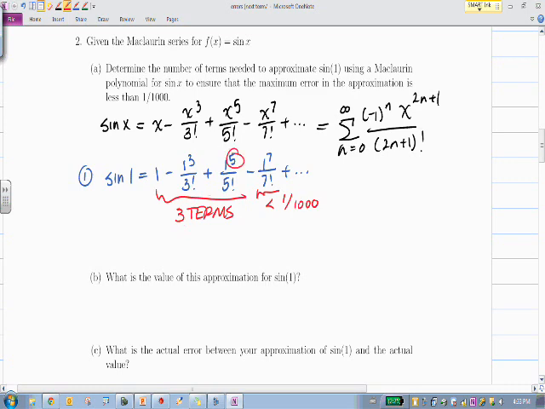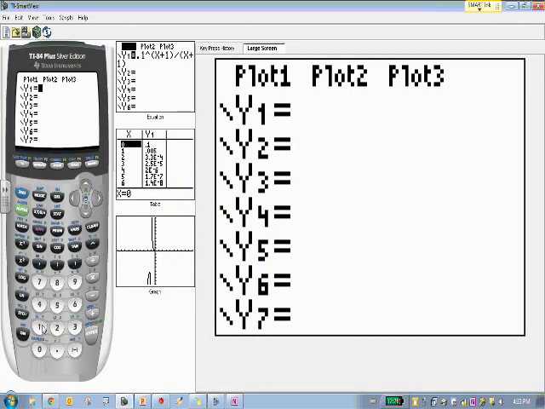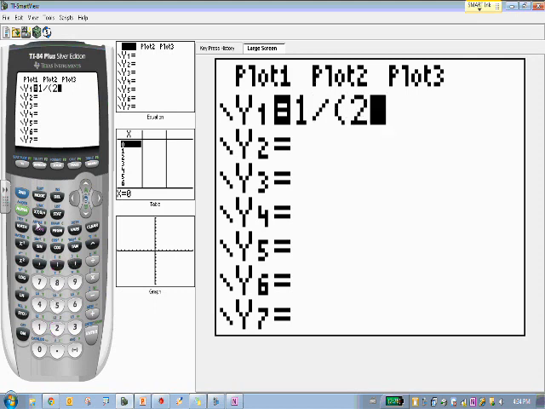If you were an option 2 kind of person, here's the general term right here. You can ignore the negative 1 to the n because it's going to be an absolute value. So plugging in 1 for x, I get 1 to the 2n plus 1, which is just 1, over 2n plus 1 factorial. I want to know when that's less than 1 over 1,000. Again, in this situation, I'm going to turn to my calculator. What we had was 1 over 2n plus 1 factorial.